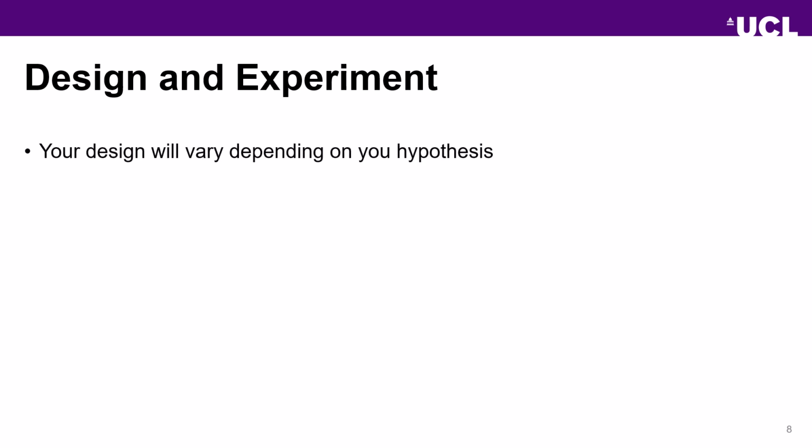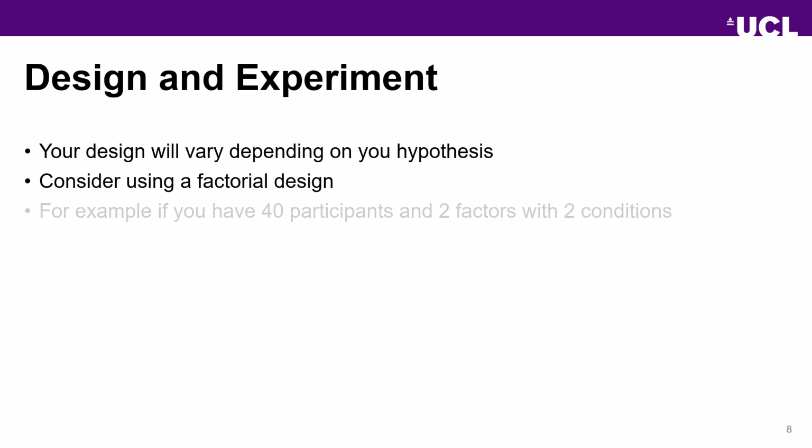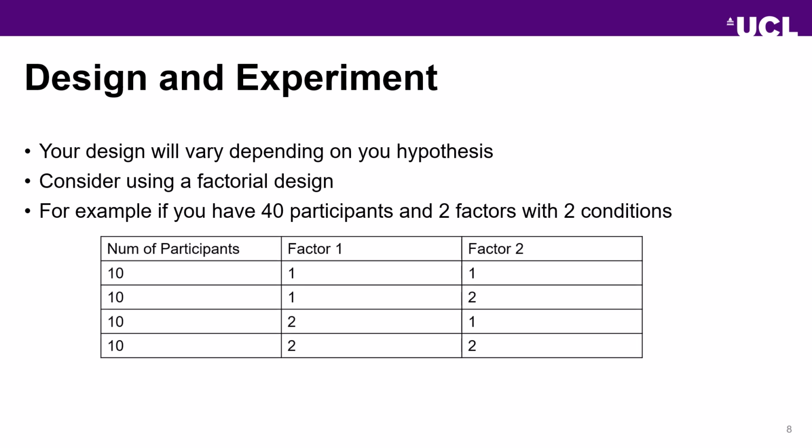So your design will vary depending on the hypothesis and what you're trying to prove, and you should really consider using a factorial design when you do this. So a factorial design, for example, if you had 40 participants and you had 2 factors you're looking at and each factor had 2 conditions, you might divvy them up like this. So if we take 10 participants, look at factor 1, condition 1, factor 2, condition 2, and then for the next 10, we use factor 1, condition 2, and factor 2, condition 2.